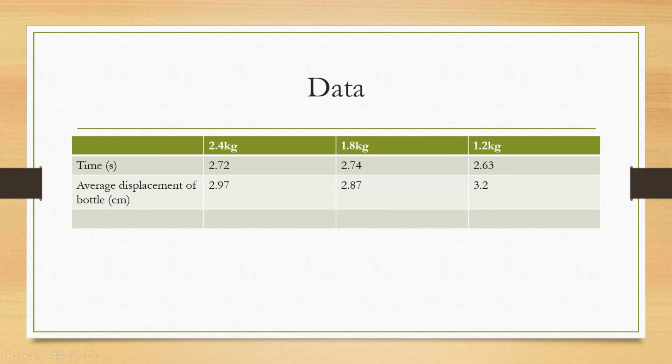On our third and final run, we had an object of mass 1.2 kgs. During this final run, the bottles traveled an average distance of 3.2 centimeters, and it took an average of 2.63 seconds for the skateboard to travel the 1 meter.